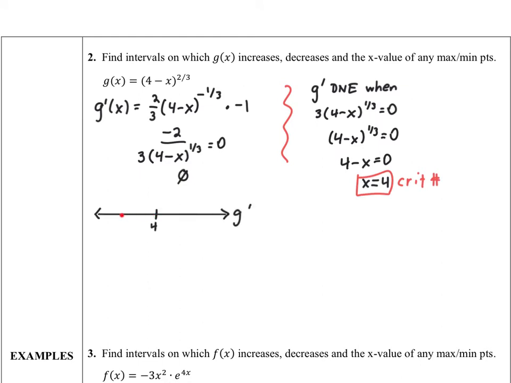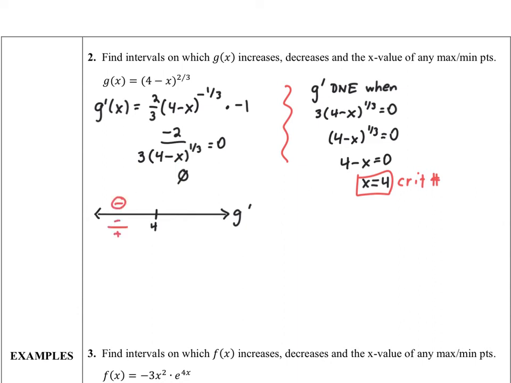I pick a number less than 4, like 0, and I put it into my g prime right here. That numerator is locked in at a negative, and when I put a 0 down here in the denominator, it's going to be a positive. So I have a negative divided by a positive, which is a negative.